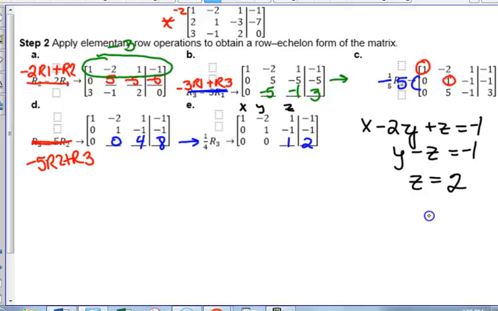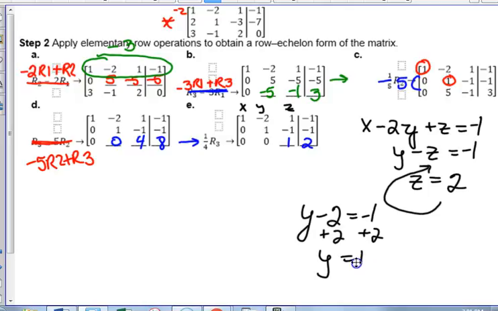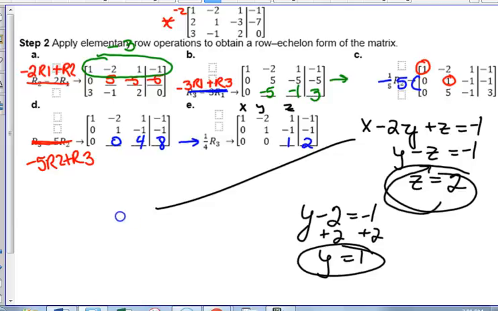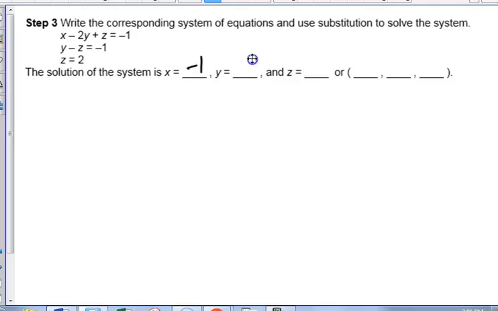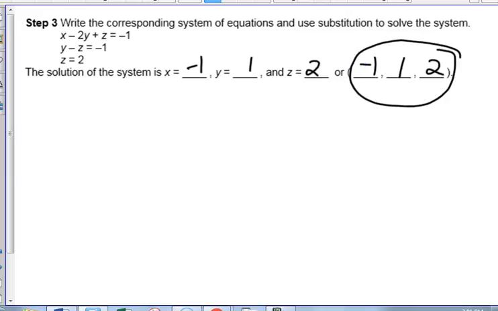Okay, we can now solve. If z is 2, plug that into the one above it. We'd have y minus 2 equals -1, add 2, and we'd get y equals 1. If we plug both of those back into that first equation up there, we'd have x minus 2 times 1 plus 2 equals -1. Well, that's -2 plus 2, so we just get -1. So what did we wind up with? -1, 1, 2 as the solution.